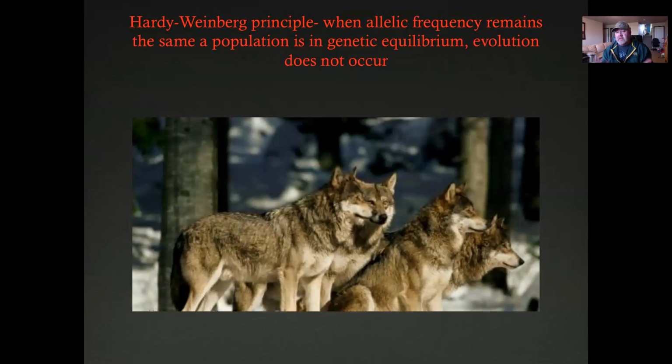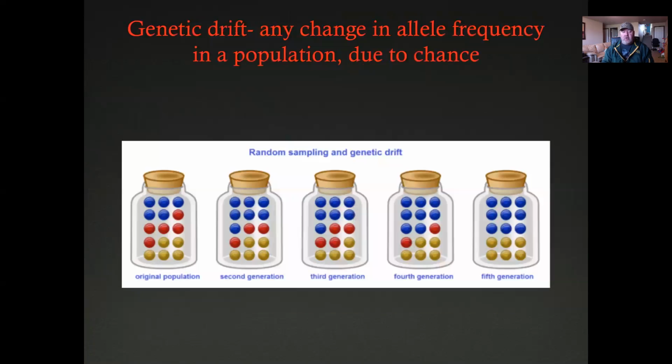So the first part is the Hardy-Weinberg principle that says if allele frequency is the same in a population, it'll be in genetic equilibrium and evolution doesn't occur. We have to have new genes introduced in order for evolution to occur. Genetic drift is this idea that a change in the frequency, that's how many alleles there are for a particular trait in a population, and it's due to chance, okay?